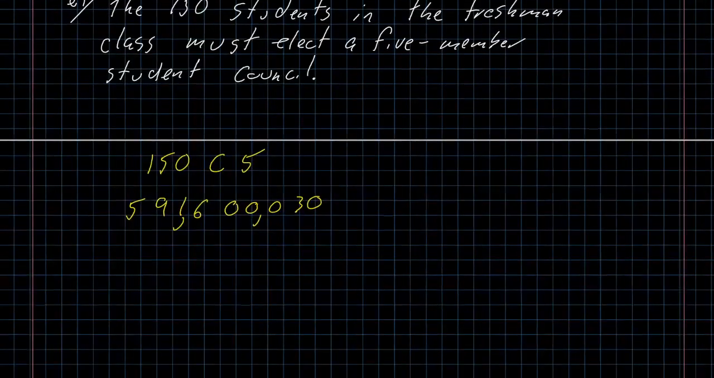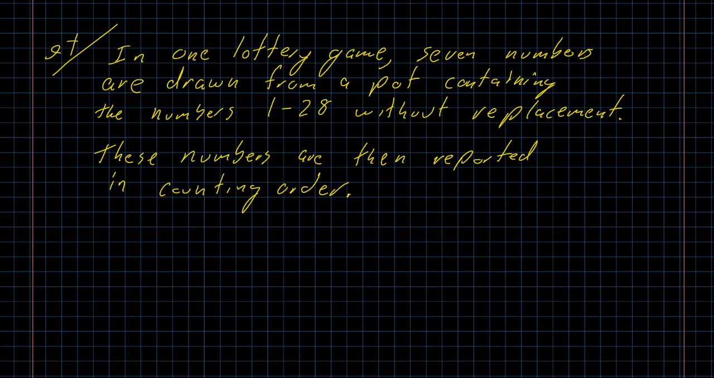I've got one last example, because the phrasing that we usually use here of order matters, order doesn't matter, can be misleading at times. In one lottery game, 7 numbers are drawn from a pot containing the numbers 1 through 28 without replacement.